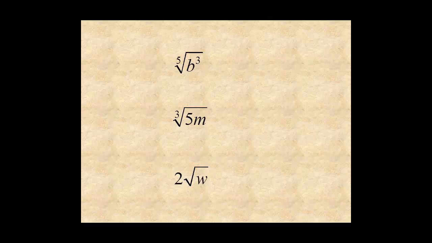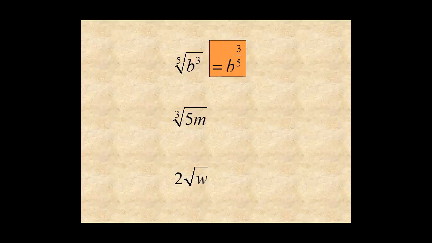Finally, you need to be able to convert an expression to exponential form. For the first example, remember, the root is the denominator and the power is the numerator. So it's b to the power of 3 over 5, the 3rd power of the 5th root of b.